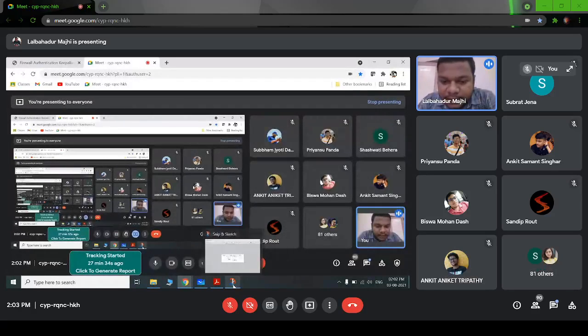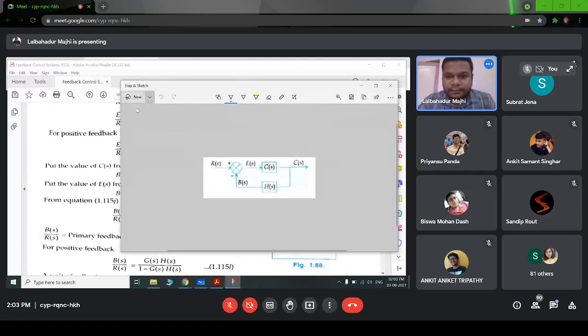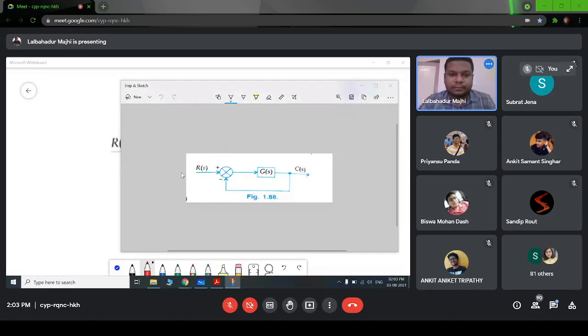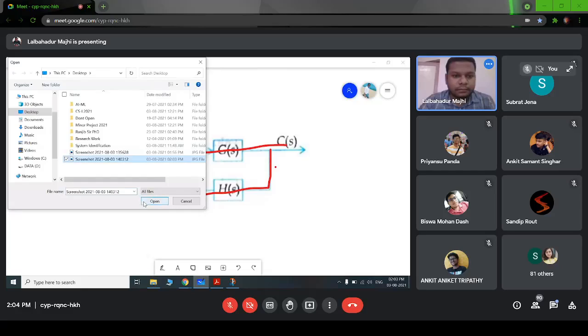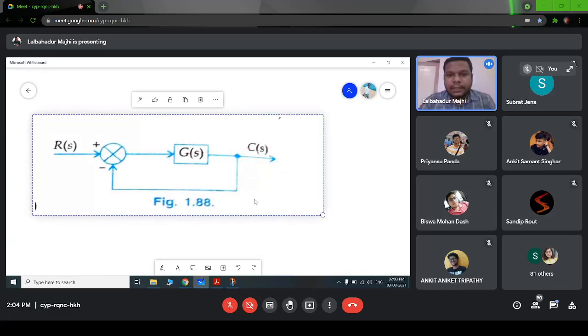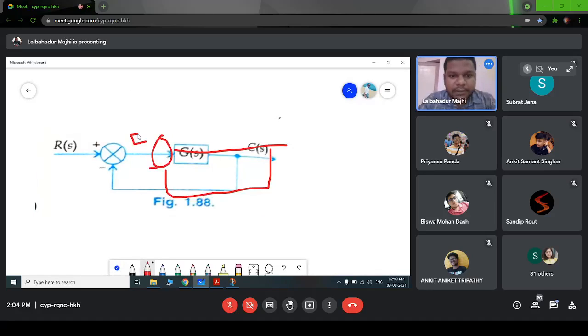Why feedback is not C(s)? Oh, C(s) is the output. Yes, see here. Now this will be an error signal. So this is with the error signal.